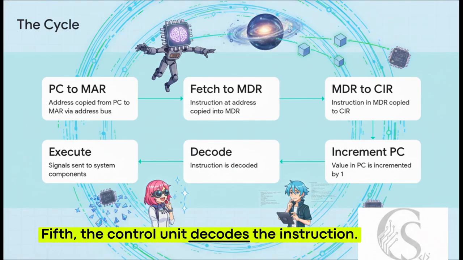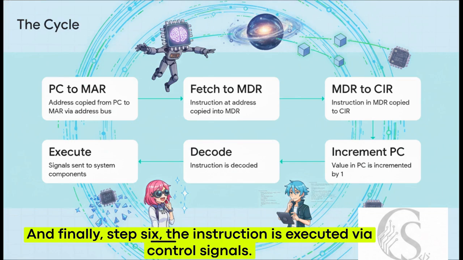Fifth, the control unit decodes the instruction. And finally, step 6, the instruction is executed via control signals.